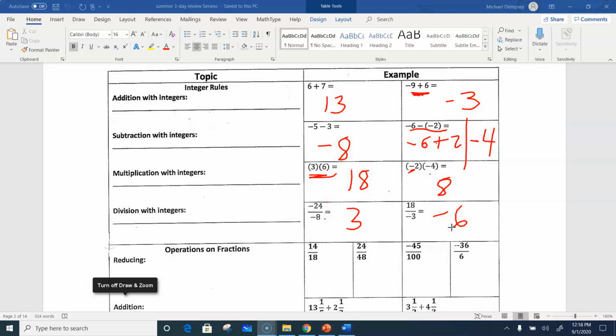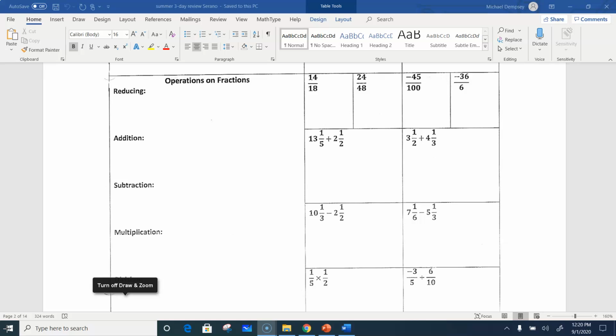Reducing fractions, I want to look to see what the greatest common factor between both terms is, and I'm going to reduce it to that value. So 14 and 18, obviously they're both even numbers, so we know 2 will go into both of those evenly. I can't come up with anything bigger than 2. 4 does not go into either one of those. So if I take 14 and divide by 2, I get 7. If I take 18 divided by 2, I get 9. So that's going to be 7/9.